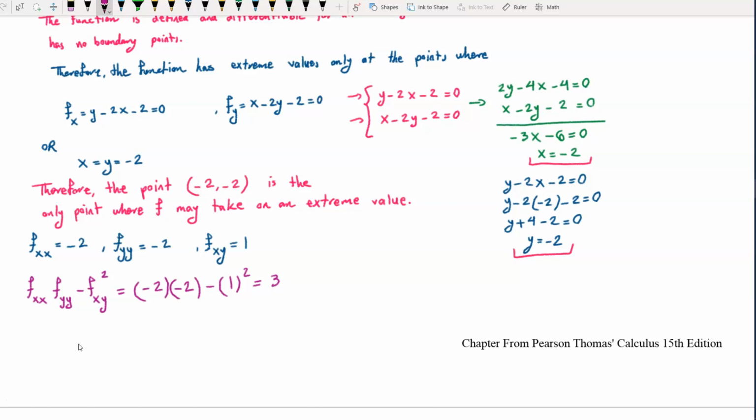So here we have the second derivative of f with respect to x, based on what we have here, equal to negative 2, and the second derivative of f with respect to y, based on what we have here, is negative 2. And the mixed second derivative: here we have f, and this is the partial derivative of f with respect to x first, then the second derivative is with respect to y. Based on what we have on this part, this is equal to 1.